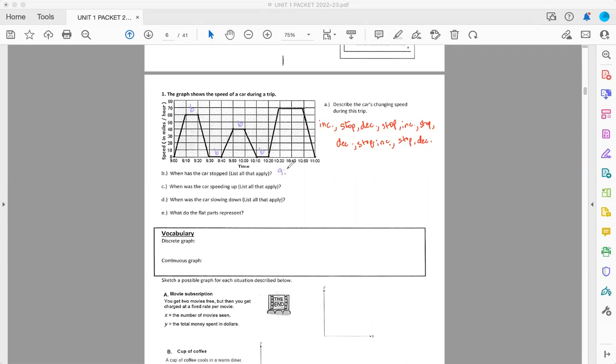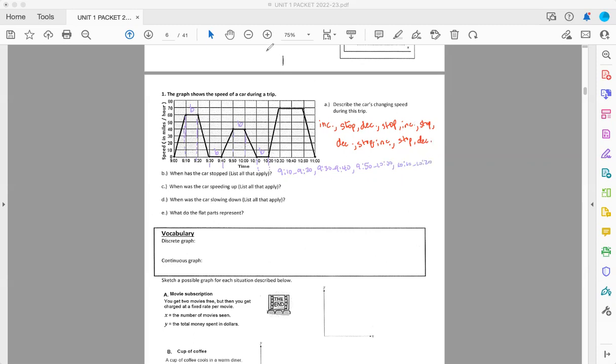We stopped between 9:10. So notice the stop is here, from here to here, okay? And then the stop is here, and the stop is finally here. So remember, the intervals are X values, or in this case, time values. So we're stopped from 9:10 to 9:20. We're then stopped from 9:30 to 9:40. We're also stopped between 9:50 and 10. And the fourth and last stop is between 10:10 and 10:20.